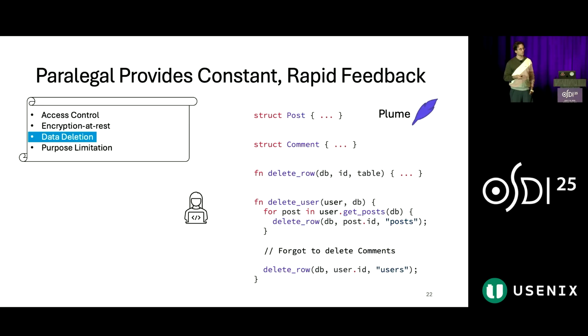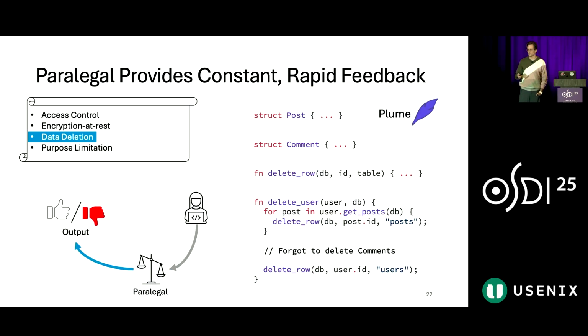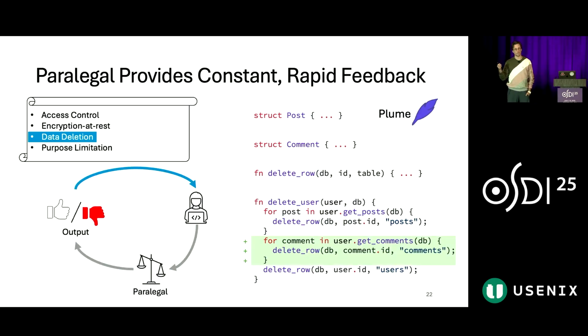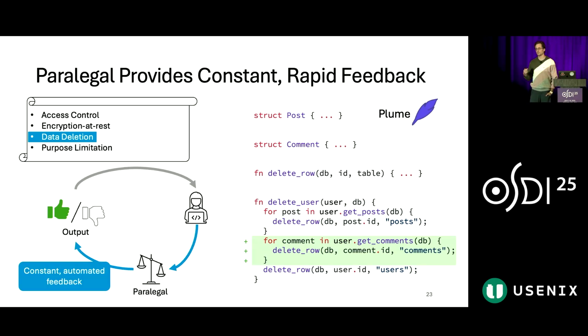So when the Plume developers use Paralegal, or if they use Paralegal, they feed the policy and the application code to the tool, which then can detect that the comments are in fact not being deleted and issues an error message. The developers would then fix the code in response to this message, run Paralegal again, which now returns no error anymore. So Paralegal enables a cycle of constant automated feedback that can help developers find these issues early.